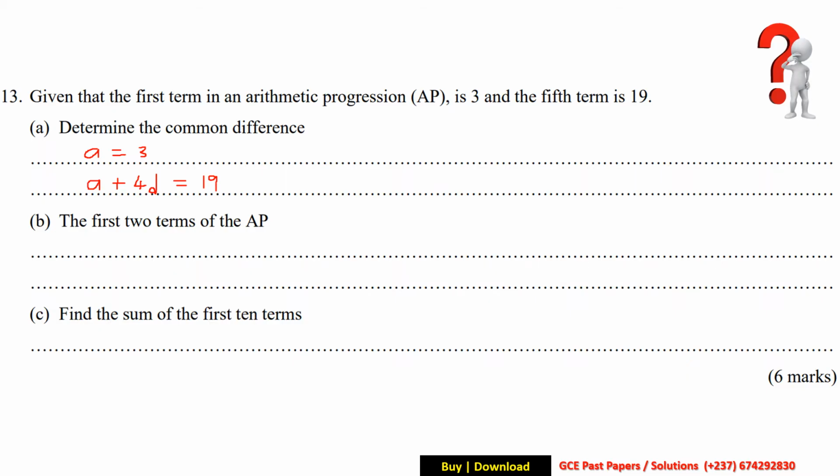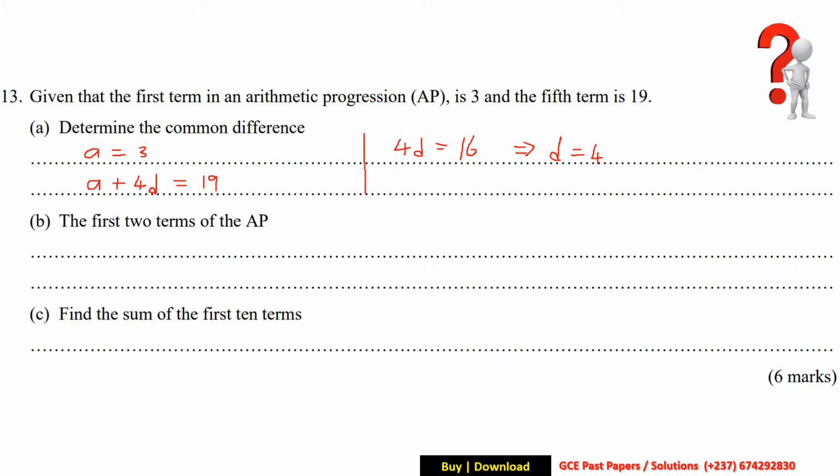So now they want us to find the common difference. So we have two equations here to solve. Call this one equation 1 and equation 2. If we take equation 2 minus equation 1, we will have A plus 4d minus A, that will just be 4d. It should be equal to 19 minus 3, which is 16. We divide both sides by 4. It will imply that our common difference is equal to 4.